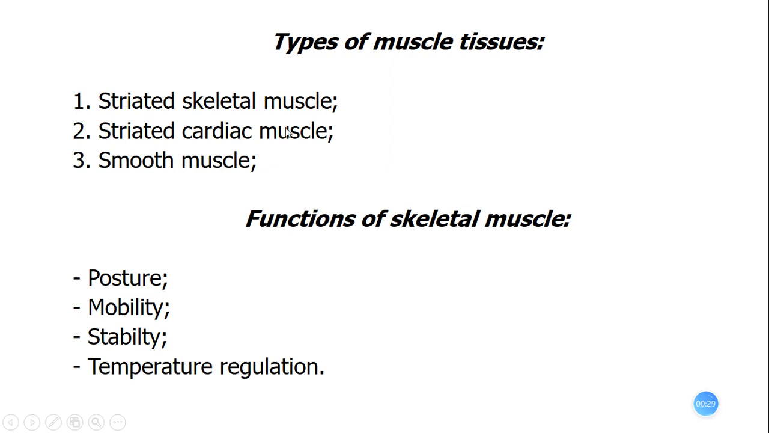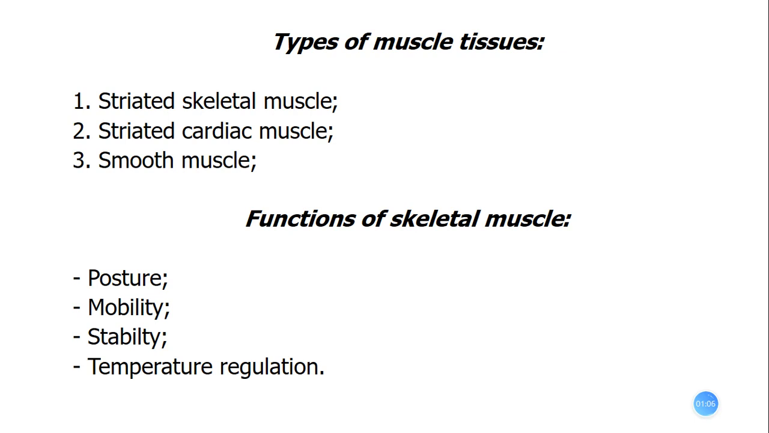And here we have three types of muscle tissues. First one is striated skeletal muscles. Skeletal muscles are attached to the skeleton. And then we have cardiac muscle, it's also striated. Then we have smooth muscles. This kind of muscle exists in our internal organs, especially in the intestine, digestive system.